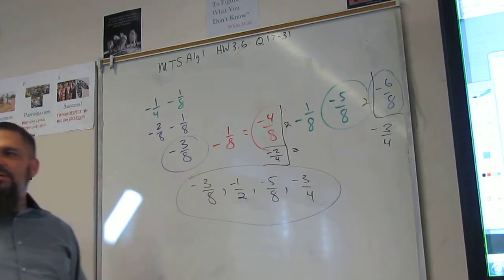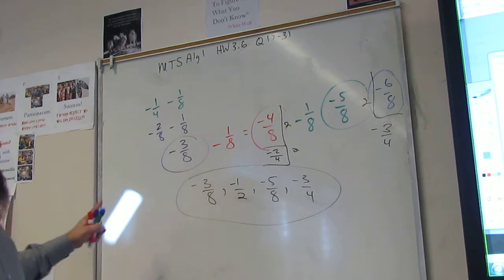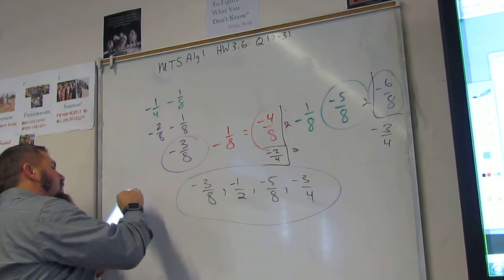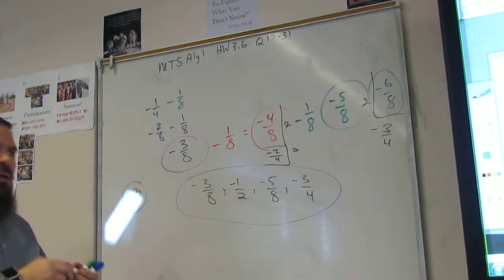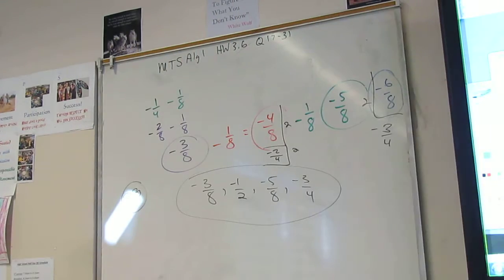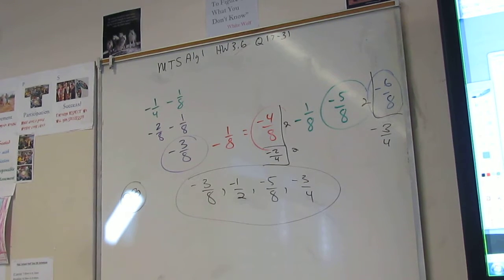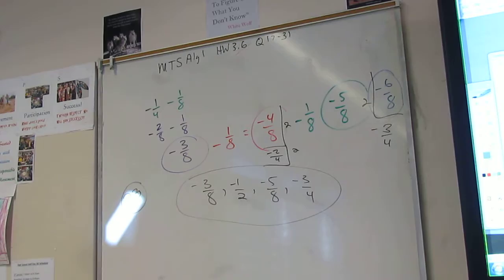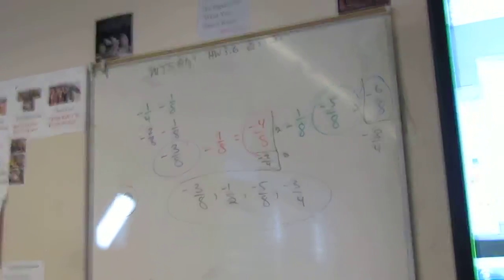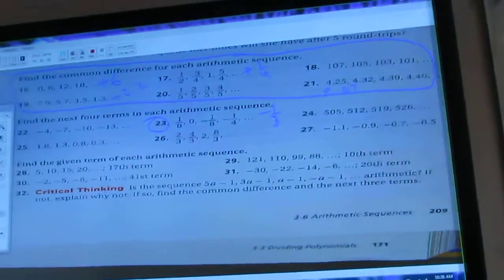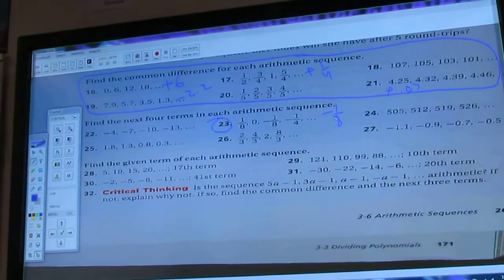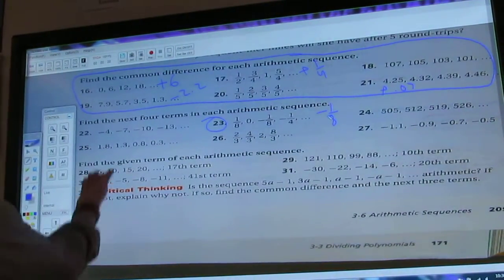That's your answer for problem number 23, negative 3/4. Got it. What's next? How far do we have to go? 31? Oh, snaps. 25. You guys ready for that? 25 to 27. Okay, let's do it. I think 25 we can do right there.